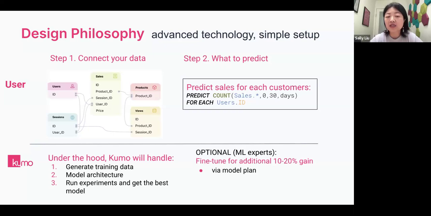It will automatically generate training data. It will automatically choose the model architecture and run experiments to get the best model. And if you are a machine learning expert or a data nerd like me, you can play with our model plan to squeeze more juice from your data for insights. That usually can give you an additional 10 to 20% gain. And I will show you in our live demo.